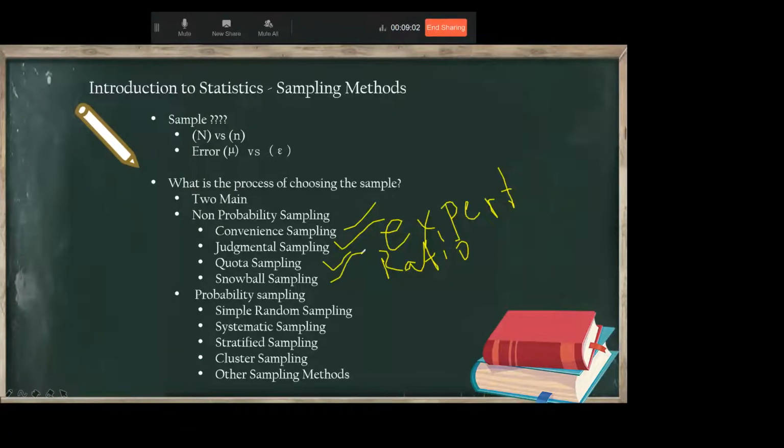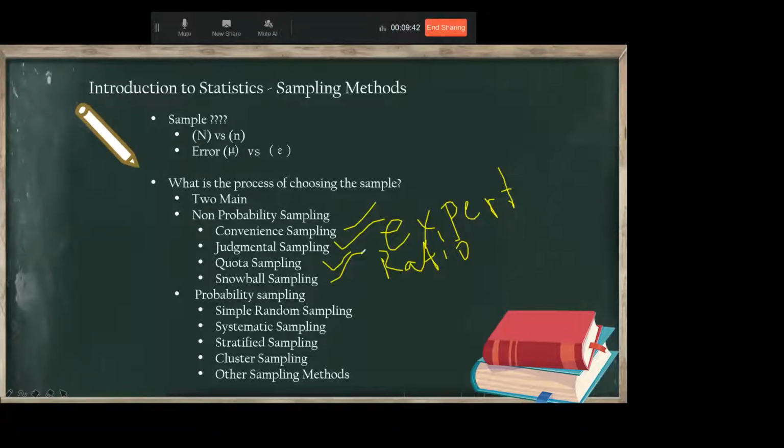Then snowball sampling. Snowball sampling means we ask one participant, then he or she will refer us to another one, who will refer to another one. This is known as snowball. Remember one thing: we use snowball because the data points are really rare and really hard and costly to reach on our own. So we can take help from the other members of the sample, and they can increase our sample size.